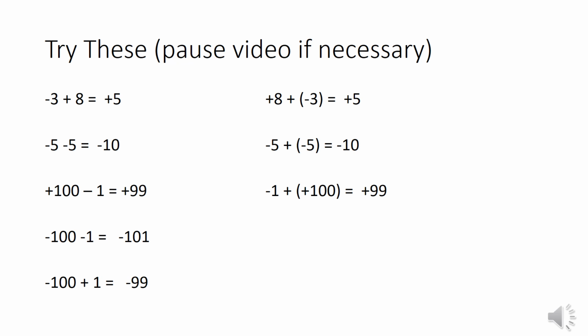And for the last one, you've got negative 1, and you add 100 positives to that. The signs are different, you subtract, you get 99. 100's bigger, it's got a plus sign in front, so the answer is positive 99.